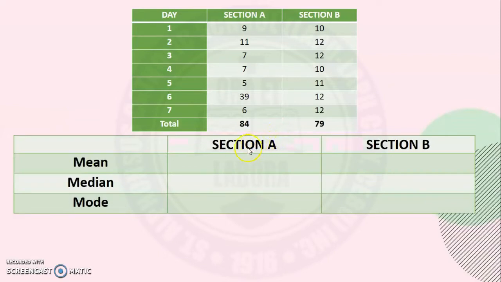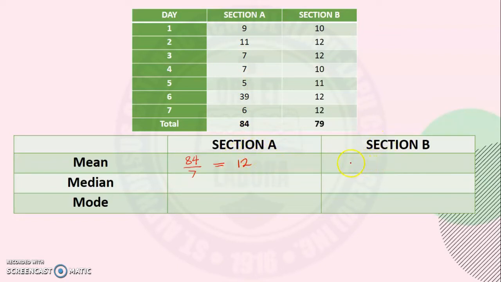Okay, so let's solve for the mean of section A. And we all know that to find the mean, it is just equal to the sum divided by the number of values. In section A, the sum is 84. So let's write 84 divided by the number of values, which is 7 because there are 7 values. And that is equal to 12. So that means the mean of the number of items sold by section A is 12.